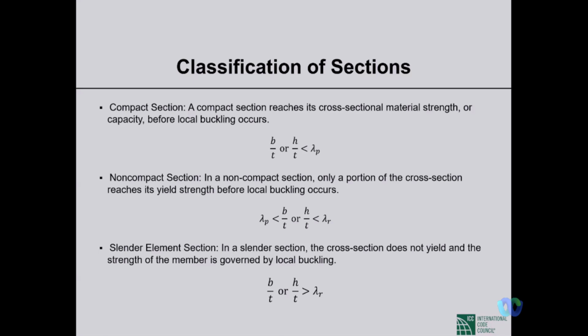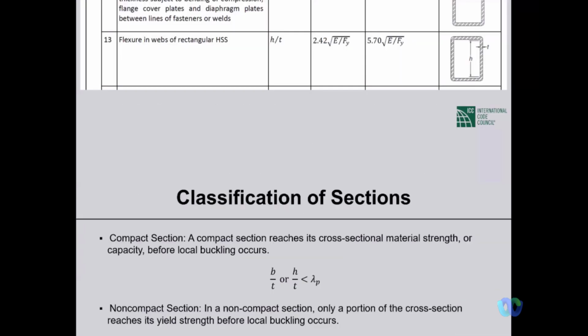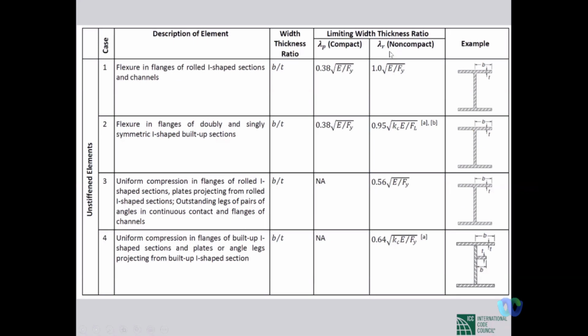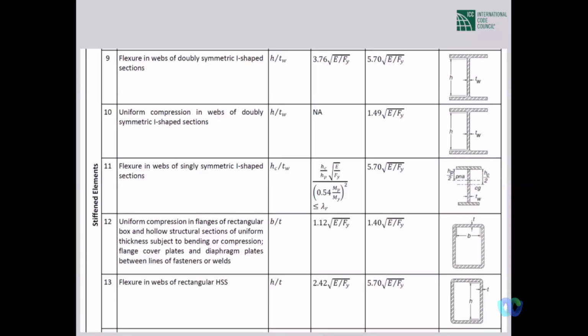First of all, let's see that there are two types of limits. One is lambda P and another is lambda R. We'll compare these slenderness ratios with thickness ratios, b by t or h by tw, whatever is written, and how they're defined is shown here. We'll compare with lambda P and lambda R. Now it is very easy.